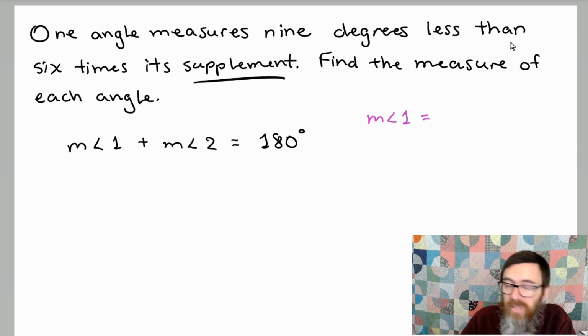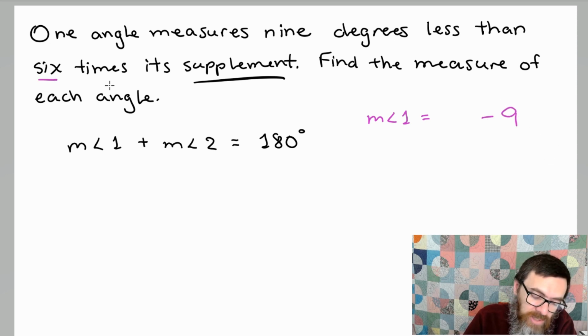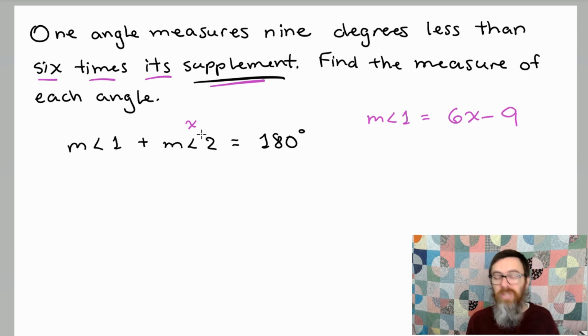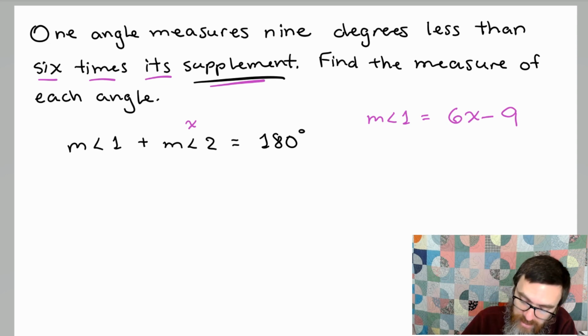Okay? So when we see less than, that means subtraction, but sometimes the words get really weird. You don't do 9 minus. It says 9 degrees less than. That means you are taking 9 away from something. And we're taking it away from 6 times its supplement. So its supplement is the other angle measure that we don't know. So if the measure of angle 2 is some unknown, let's call it x, then the measure of angle 1 is built off of that. So it's 9 degrees less than 6 times the supplement.